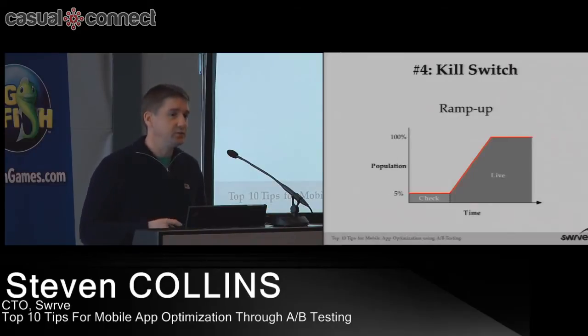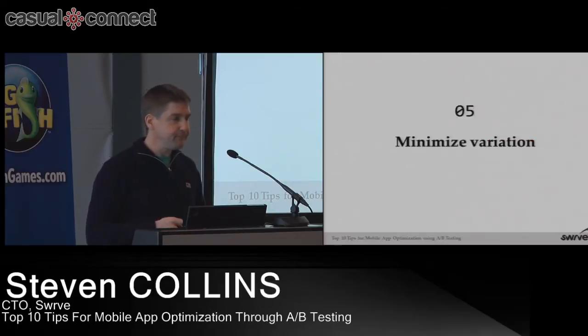Or another strategy is to use a ramp-up strategy. When you roll a test out, roll it out only to a small percentage of your population, say 5%. Check everything looks fine, and then once you're happy that nothing pathological has happened, ramp up the test to your full 100% audience, and then start looking at the data coming in.